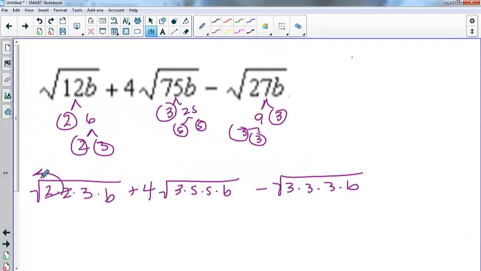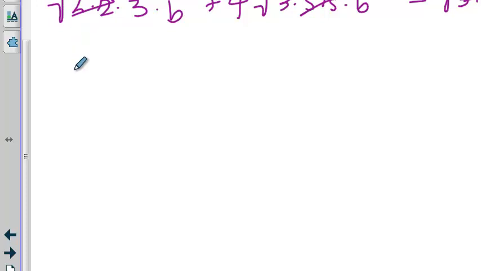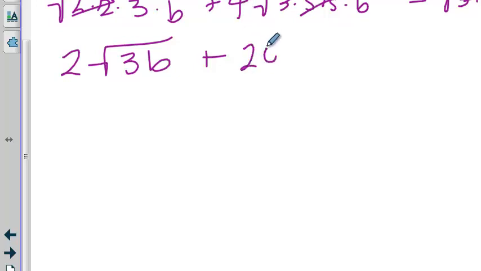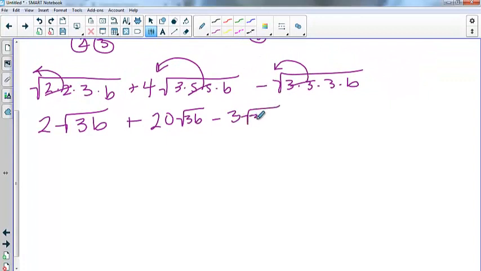Doubles can come out. So this comes out. This comes out. This comes out. Everybody agree with that? Hopefully. Okay, so whenever this double 2 comes out, it comes out as 1, 2 on the outside. What's left on the inside? 3b. Plus, whenever these 5's come out, with this 4, what happens? Multiply. So 4 times 5 is 20, radical 3b. Minus, these 3's come out as 3, radical.